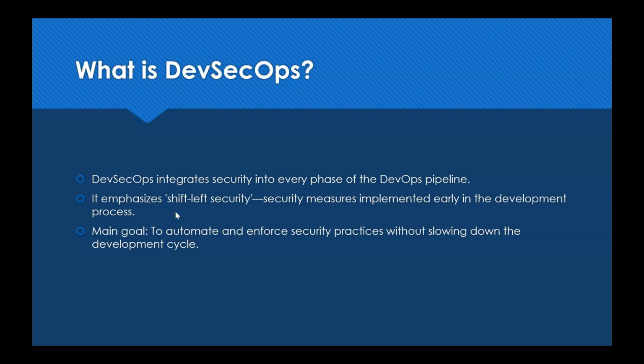What is the main goal of DevSecOps? To automate and enforce security practices without slowing down the development lifecycle. We keep automating things and we add security practices like adding SonarQube scans, adding Nexus IQ scans inside your pipelines and doing testing, or adding the code coverage results inside your DevSecOps integration pipeline. We'll be discussing all these in detail with examples.